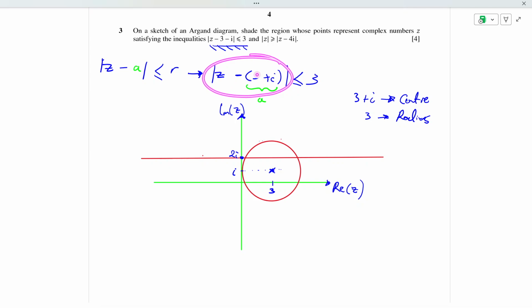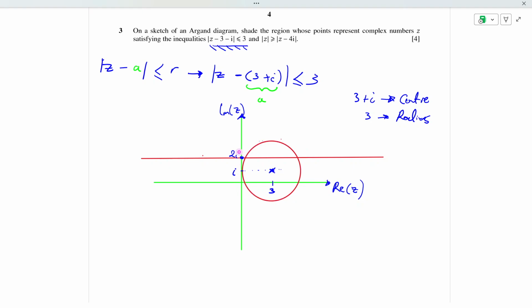This one right here is essentially just the circle, the center. So 3 plus I, this is 3 and this is 1. So you go 3 in the real axis and then 1 up in the imaginary axis. Then you locate your center and draw with your compass. It's probably best to bring a compass in the exam. Then you open your compass to a radius of 3. It could just be 3 centimeters. And then you draw your circle.